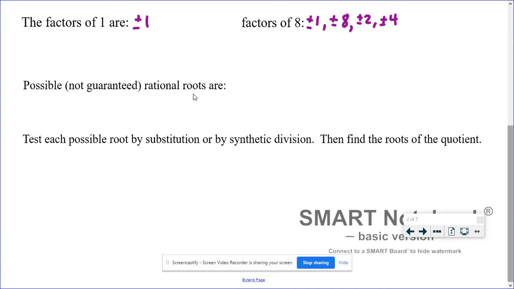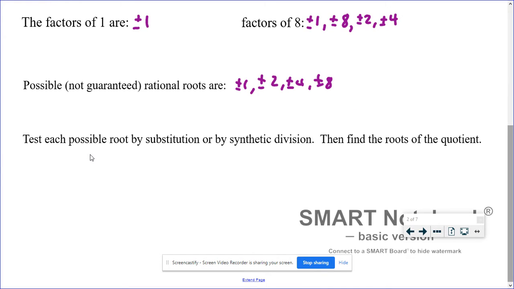All right, so what that means is possible but not guaranteed rational roots are all of these numbers, factors of 8, divided by all of the factors of plus or minus 1. The nice thing about dividing by 1 is it's all the same. So the possible rational roots are plus or minus 1, plus or minus 2, 4, and then 8. I'm just writing them in numeric order now.